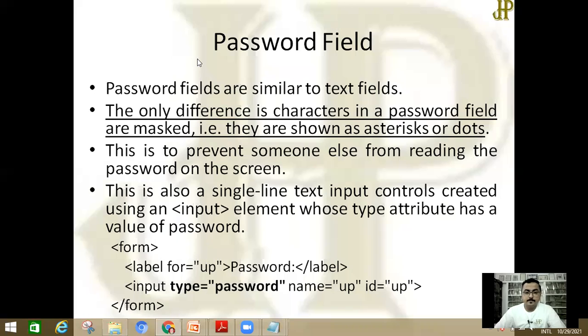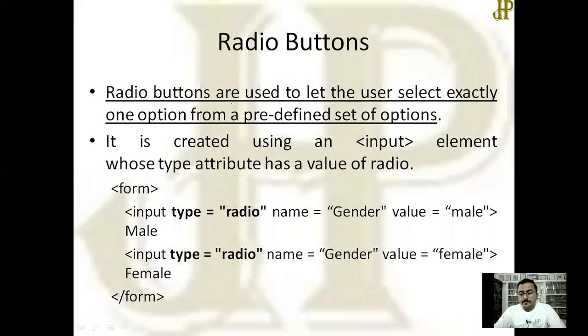Now the next one, radio button. As the name suggests, whenever you have to select only one value from a group of values, like gender, either you can be a male or female, or nowadays there's also one more value, that is transgender. Then radio button is useful.